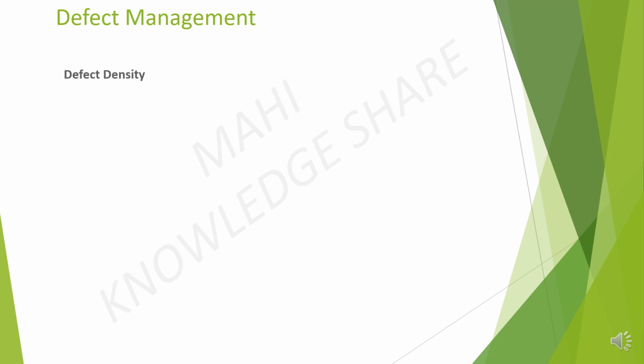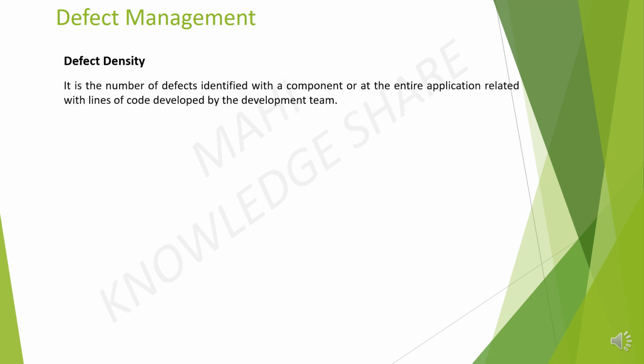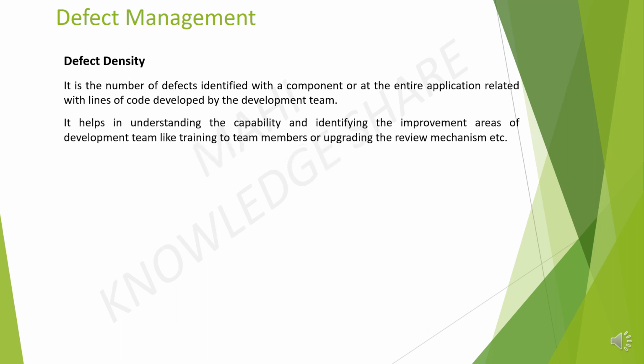Defect density. It is the number of defects identified within a component or the entire application, related to the lines of code developed by the development team. It helps in understanding the capability and identifying the improvement areas of the development team, like training for team members or upgrading the review mechanism, etc. It can be calculated as below.